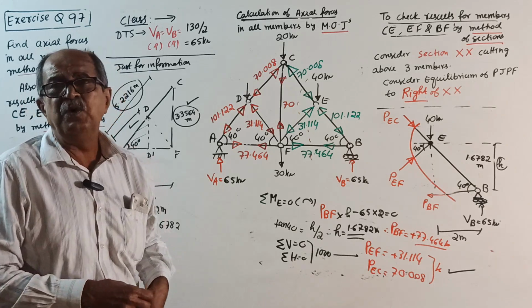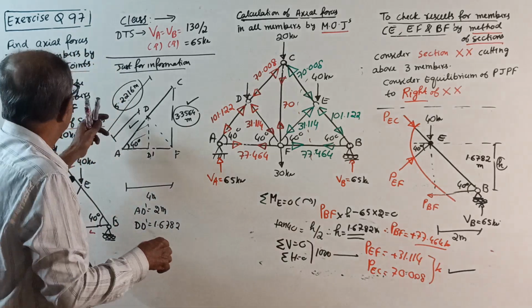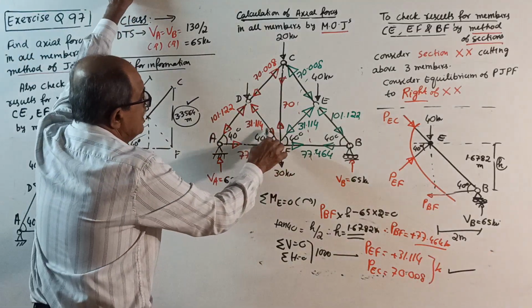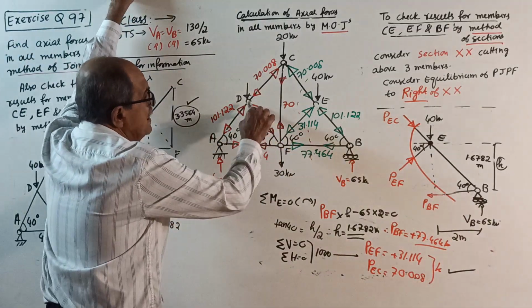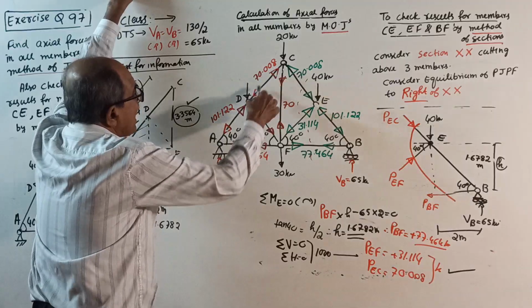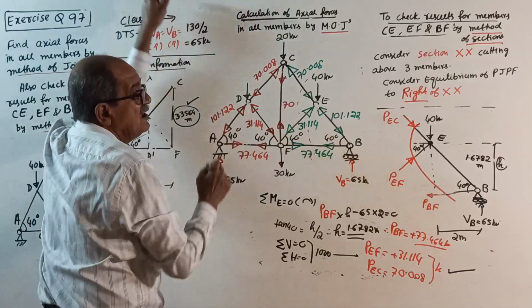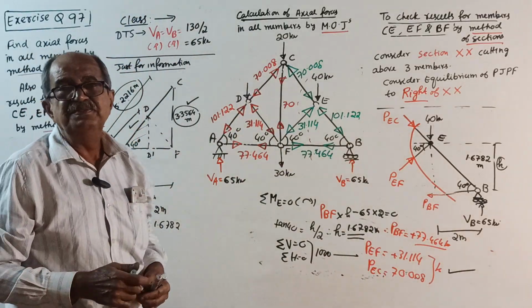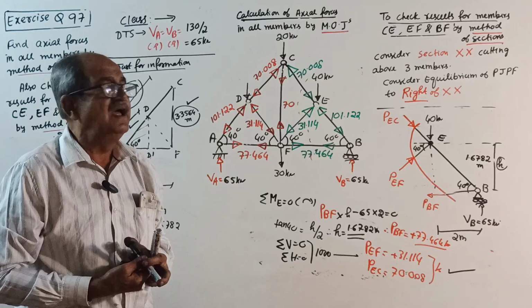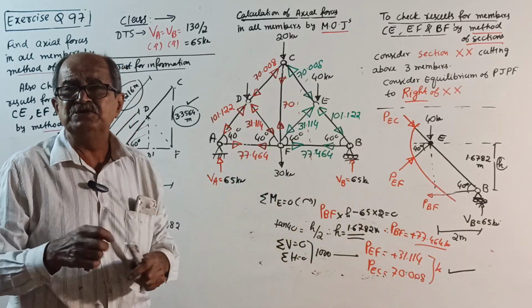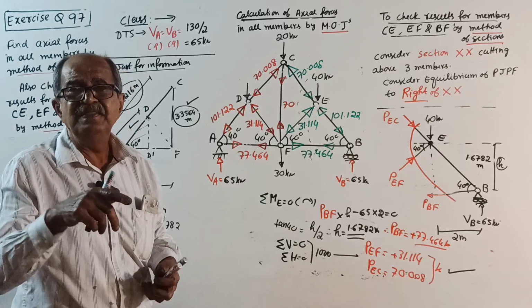Next class, I will go for the same type of question, but these two members are not joined to the midpoint. Instead, they are perpendicular to this member. See, they are perpendicular. The concept will change. That also I solved earlier. But as an exercise, everything should come. So that in the next class.